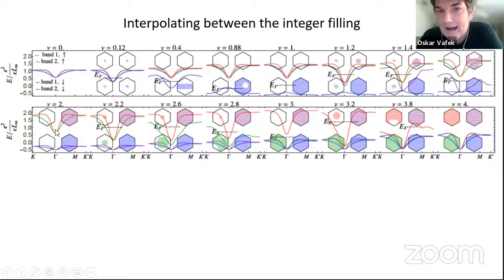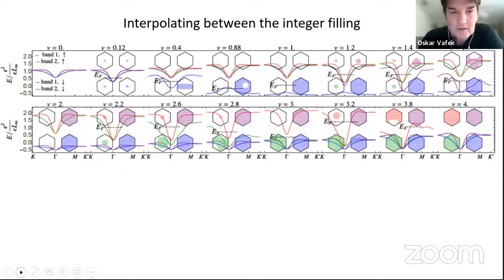So the reason why the red and the green curves here are split as opposed to being on top of each other as in the chiral limit is because we broke one of the symmetries that is present only in the chiral limit. But other than that, you see that the shape of this dispersion is still basically the same. The minimum is at gamma and then they're flat in this M2K K prime region. And then you just simply continue this way until you fill up the band.